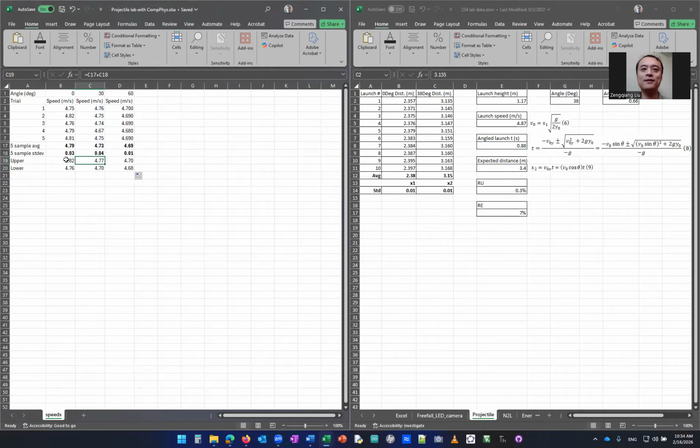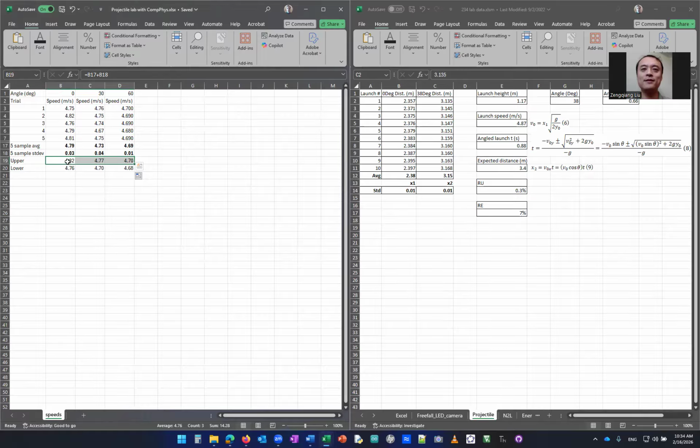What this means is our speeds are gradually changing at different angles. You can see there's a trend of decreasing speed. Now, later you'll learn about energy conservation. Gravity does some negative work if you shoot at an angle, so the speeds will be less. So that is expected.